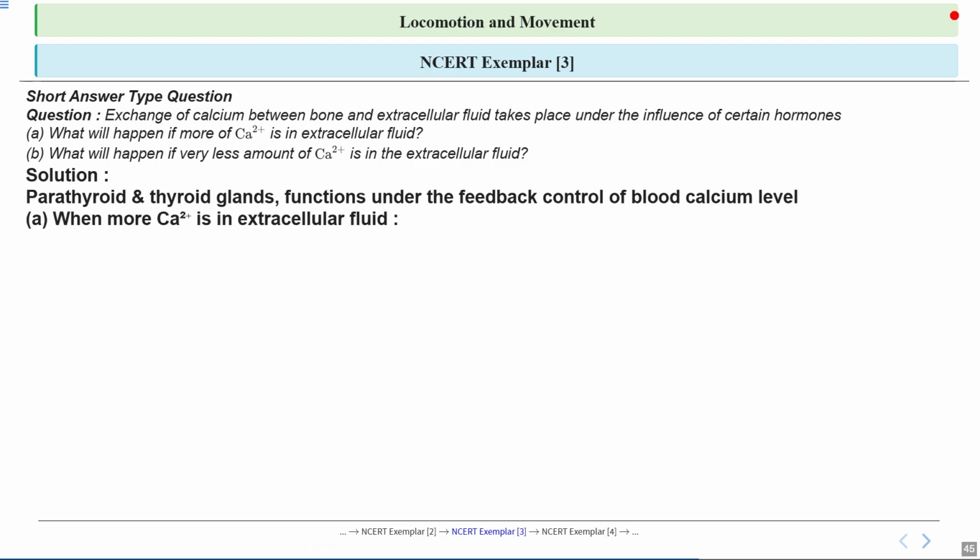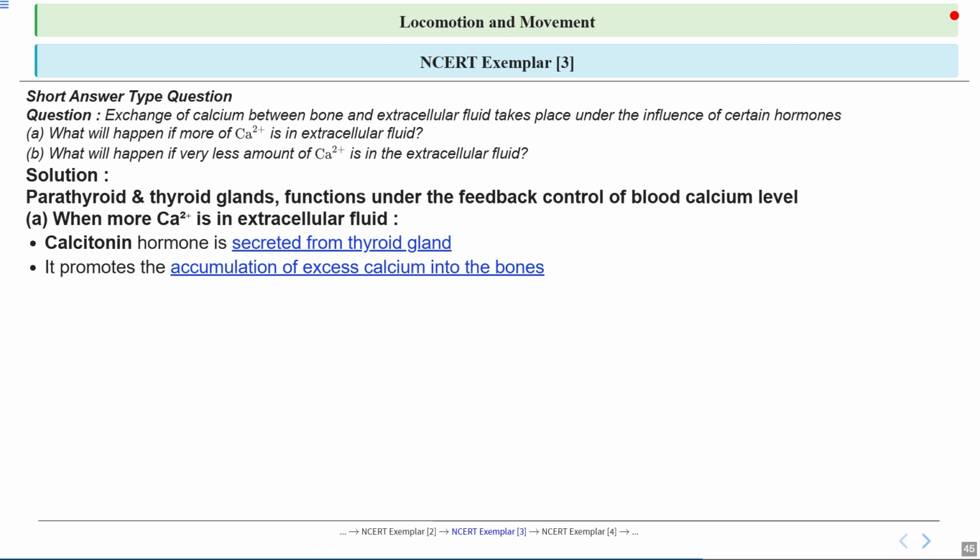So let's see, when more calcium ions are in the extracellular fluid, what will happen? So calcitonin is a hormone secreted by the thyroid gland, which helps regulate calcium levels in the body by reducing the amount of calcium when it is too high. It works by inhibiting the activity of osteoclasts, the cells that break down bone to release calcium into the bloodstream, thereby lowering blood calcium levels and maintaining bone health.